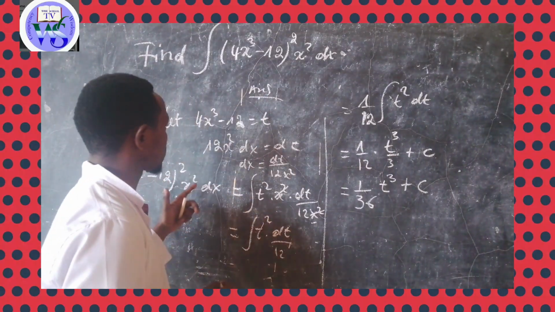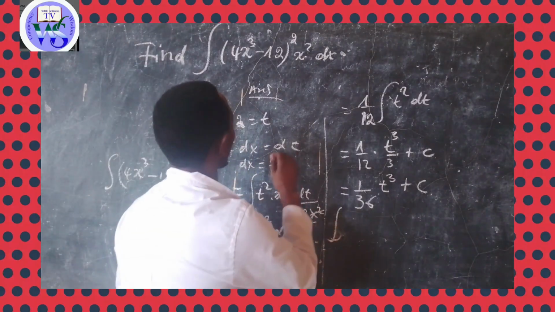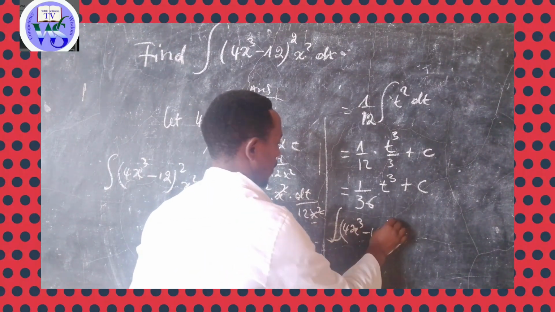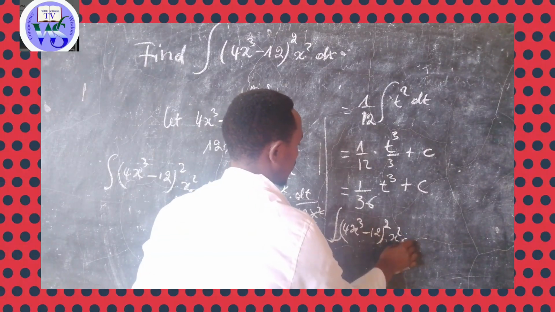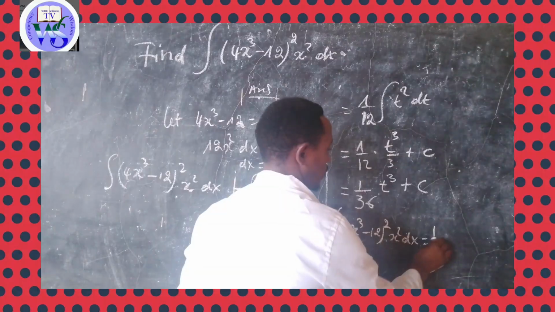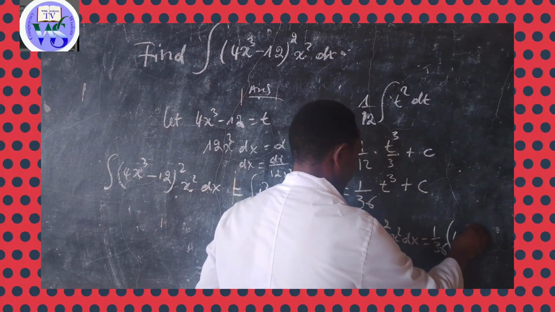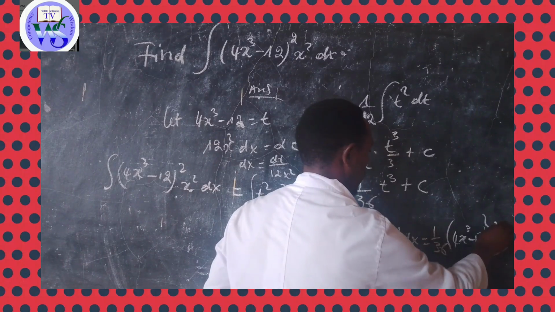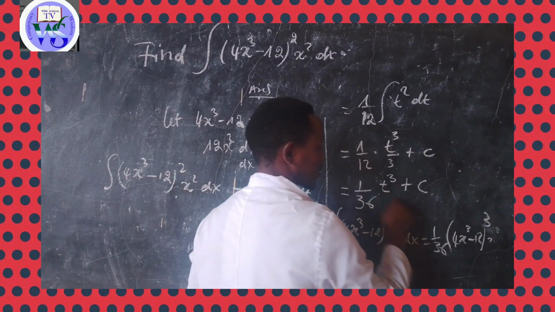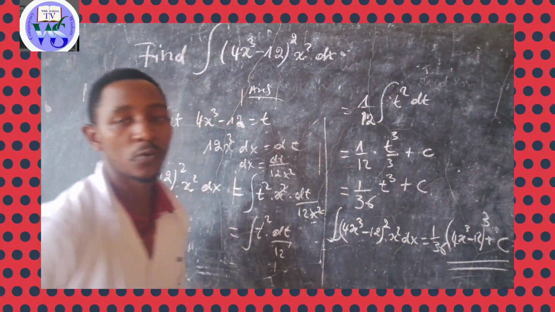So in that case, we get the integral of (4x^3 - 12)^2 x^2 dx is equal to 1 over 36 times (4x^3 - 12) to the power 3, because t^3 becomes this to the power 3, then plus c. This is the answer for our question.